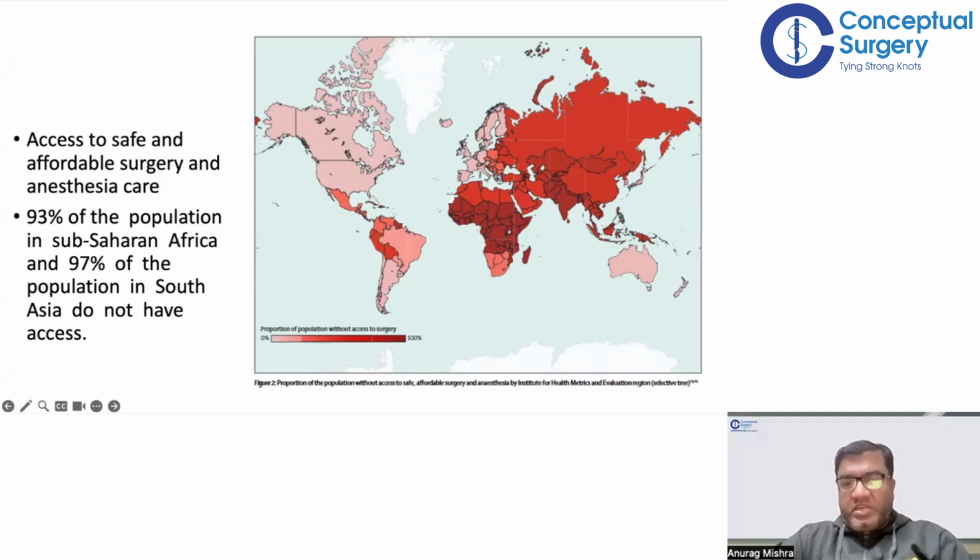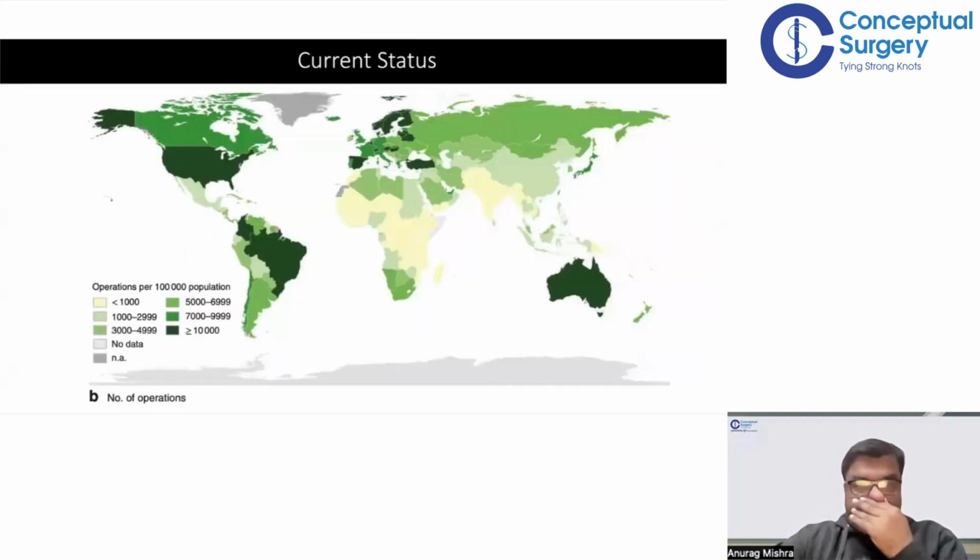If you see India, India is a deep red. So 93% of the population in sub-Saharan Africa and 97% of the population in South Asia. 97%, I'm not wrong in this. So 97% of the population don't have access to safe and affordable healthcare or surgical care in Southeast Asia and Africa. This is a huge figure. That is the problem statement we are working against.